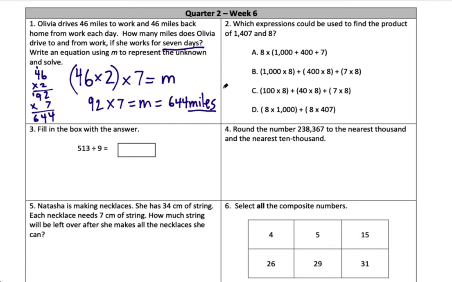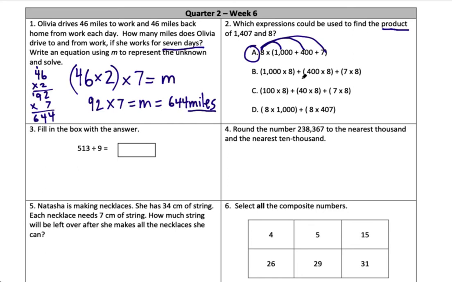Number 2, which expression can be used to find the product of 1,407 and 8? What does product mean? Product means the answer to a multiplication problem. So there are multiple answers here because it says which expression. So there's more than one answer that could work. So here it looks like they took 1,407. They used expanded form, and they're going to multiply all that by 8. This is called the distributive property. So 8 times 1,000, 8 times 400, 8 times 7. So that would work. That would be a true answer.